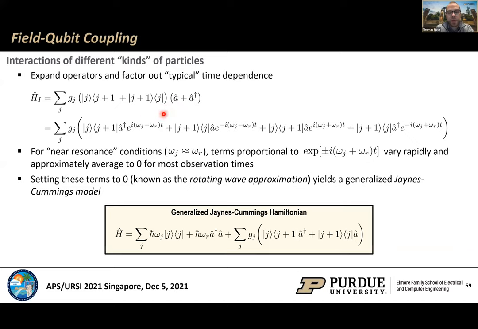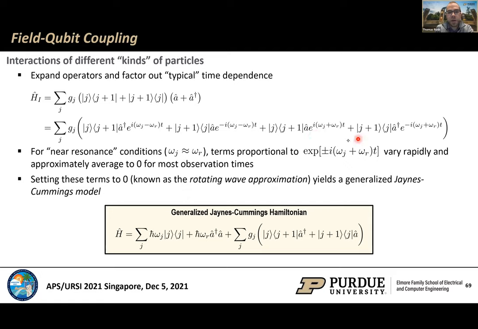Dong Yap showed that, for instance, the A operator behaves as e to the plus i omega_r t, and A dagger oscillates as e to the minus i omega_r t. Likewise for the raising and lowering operators of the transmon, just with the transmon frequency. If we pull those basic oscillations out and leave envelopes of time dependence in the rest of these operators, we see that for the first two terms we have the difference of the two frequencies, and for the last two terms we have the summation of those two frequencies.